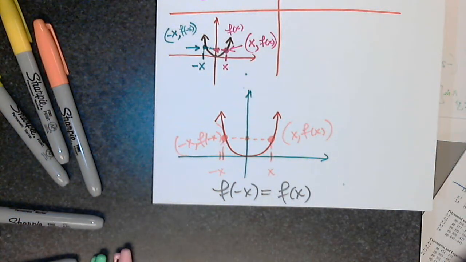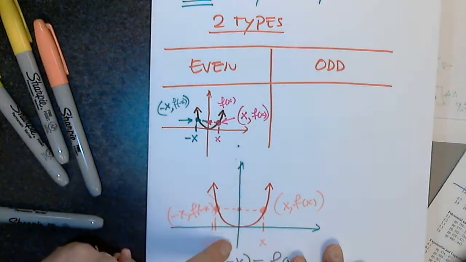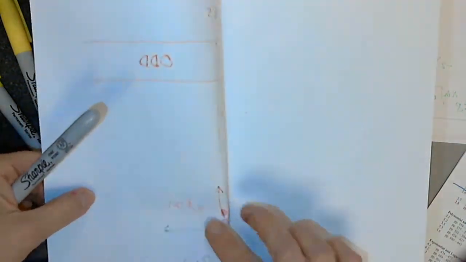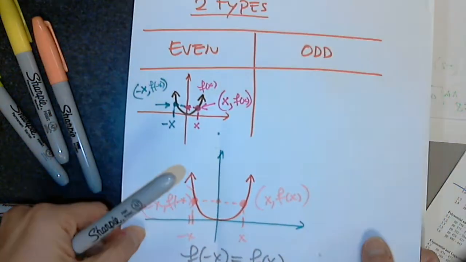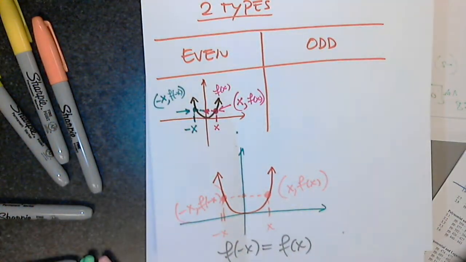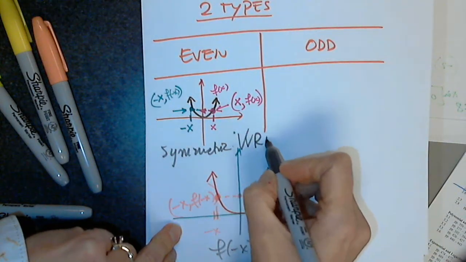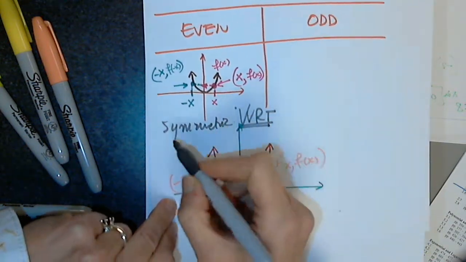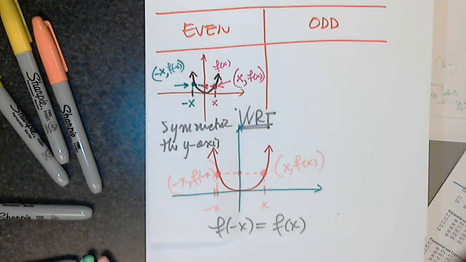If that happens for a function, the function is even. And it means it's symmetric with respect to, which axis? There are two axes. Yes, very good. So symmetric with respect to the y-axis. Perfect. That is called an even function, and its graph will be symmetric with respect to the y-axis. Very good. Let's look at the other option.